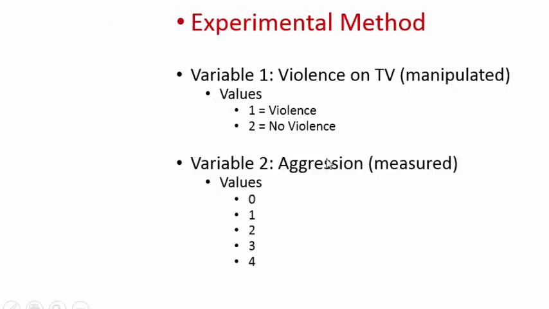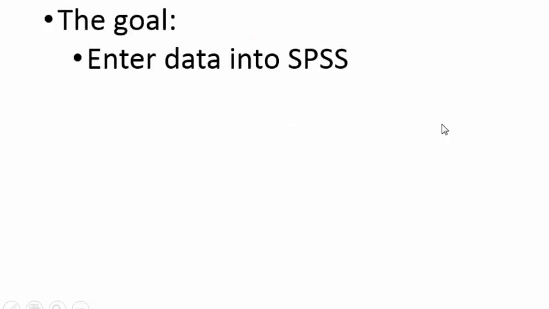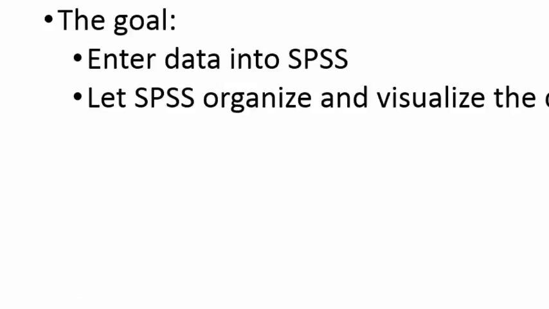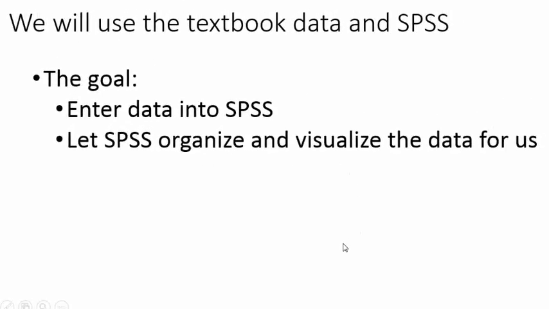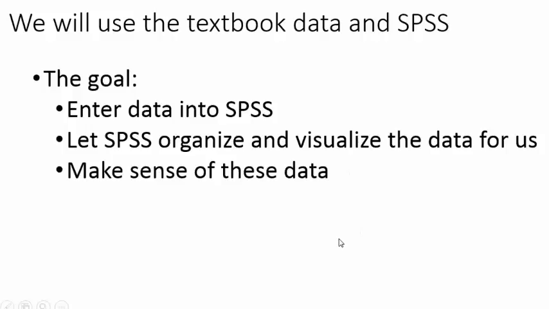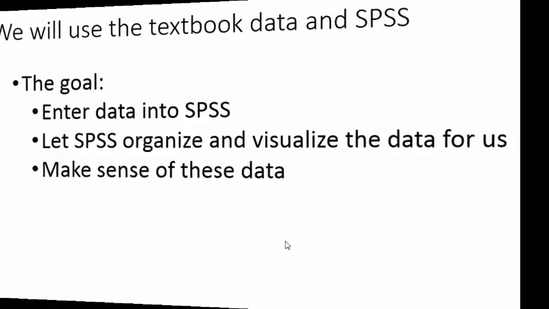Variable 2 is display of aggressive behavior. It is measured by the number of aggressive instances between 0 and 4. We will use the textbook data and SPSS. The goal is to enter data into SPSS. Then we will let SPSS organize and visualize the data for us. This can happen with a few clicks of our mouse, and then we will make sense of this data.